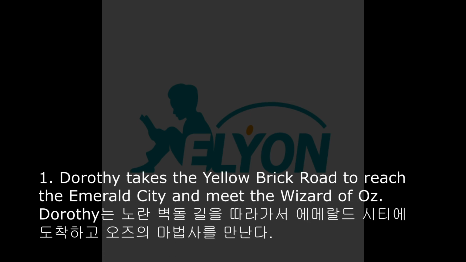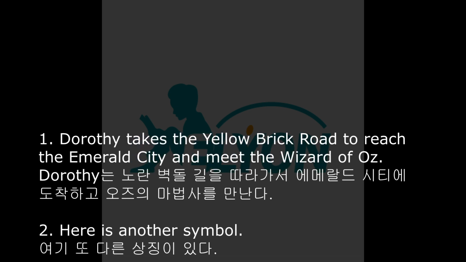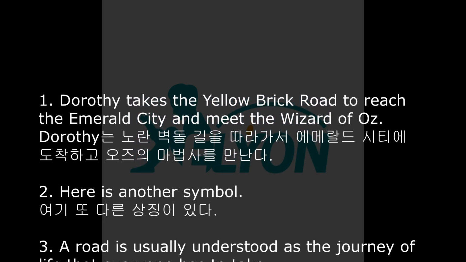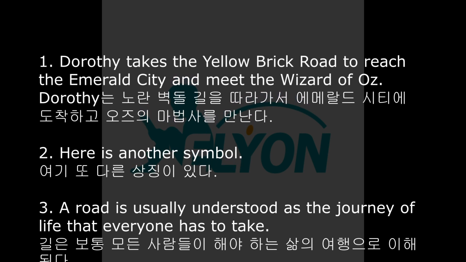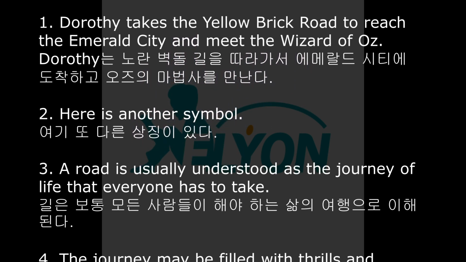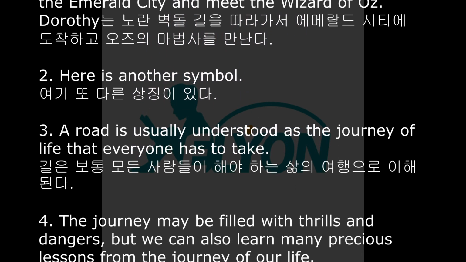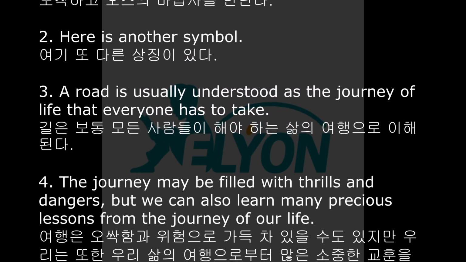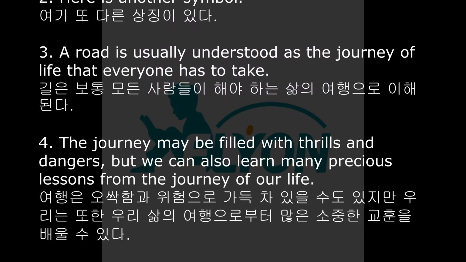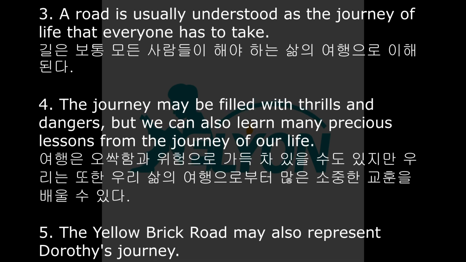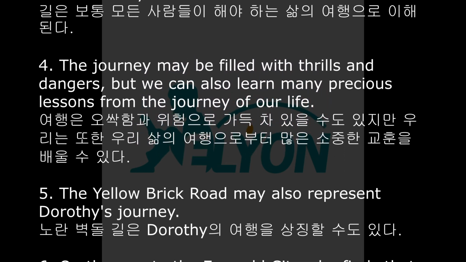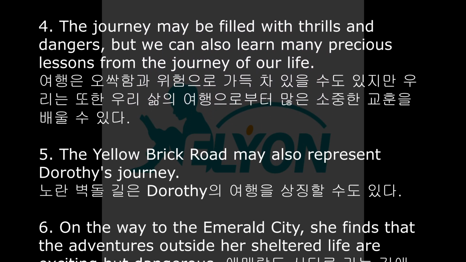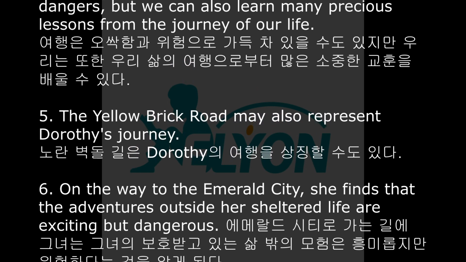Dorothy takes the yellow brick road to reach the Emerald City and meet the Wizard of Oz. Here is another symbol. A road is usually understood as the journey of life that everyone has to take. The journey may be filled with thrills and dangers, but we can also learn many precious lessons from the journey of our life. The yellow brick road may also represent Dorothy's journey.